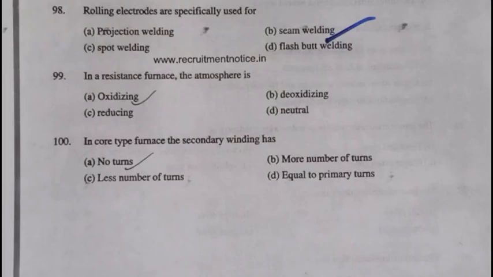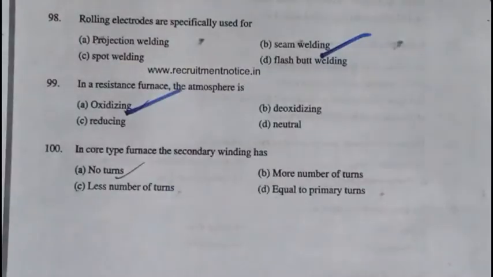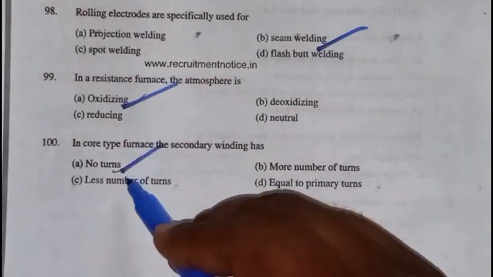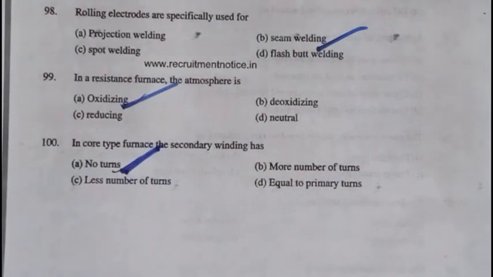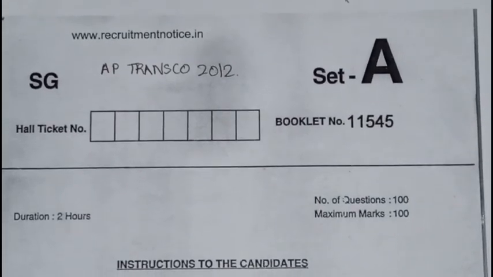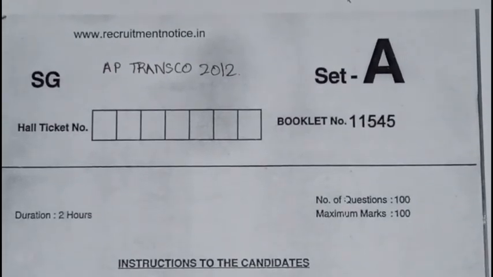Question number 99. In a resistance furnace, the atmosphere is oxidizing. Question number 100, the last question. In core type furnace, the secondary winding has no turns. So this is the question paper of AP Transco 2012 Sub-Engineer Recruitment.